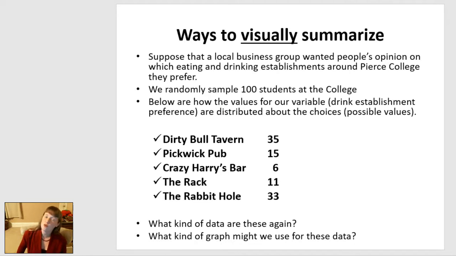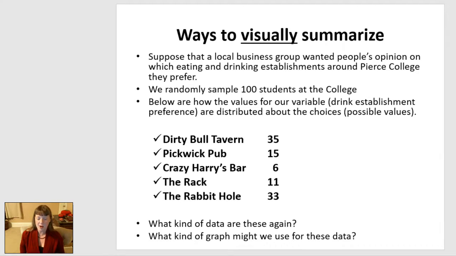We might also want to visually summarize truly qualitative data. And we're going to then do what's called a bar graph. A bar graph is really similar to a histogram, except instead of having the scores along the x-axis, we have our various categories. So here's a different example. Let's say I'm working for a local business group, and they want to know what kind of bars and eating establishments around the college people like, right?